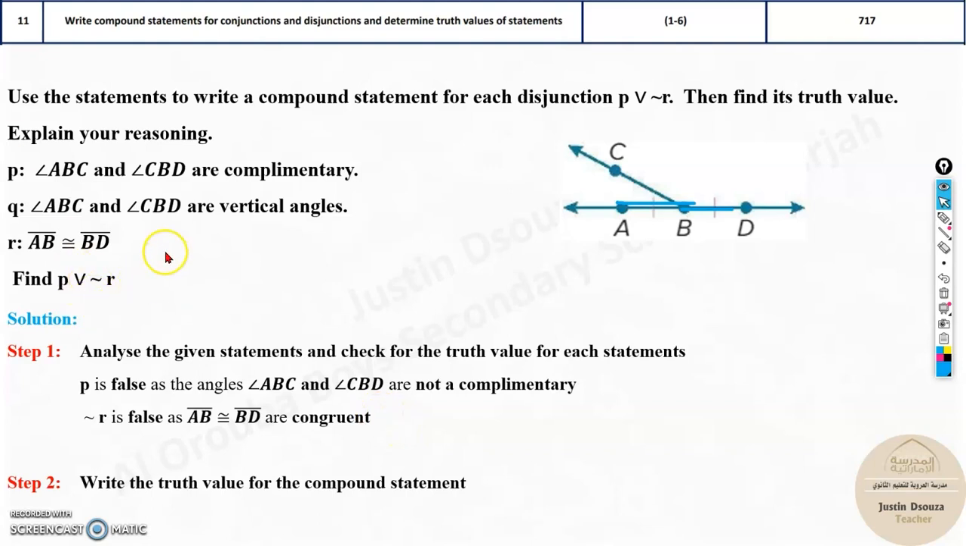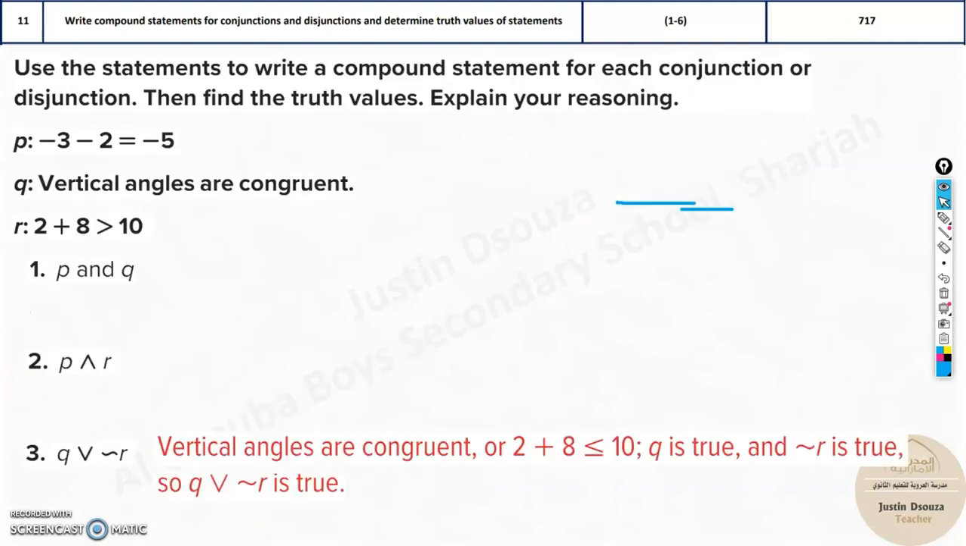Now, what is the compound statement? If it is an or statement, you must remember both must be false in order to be false. Even if one is true, the compound statement is true. Now, here you can see false and false, hence the compound statement is false. That is the answer. Similarly, please do try these by yourself.